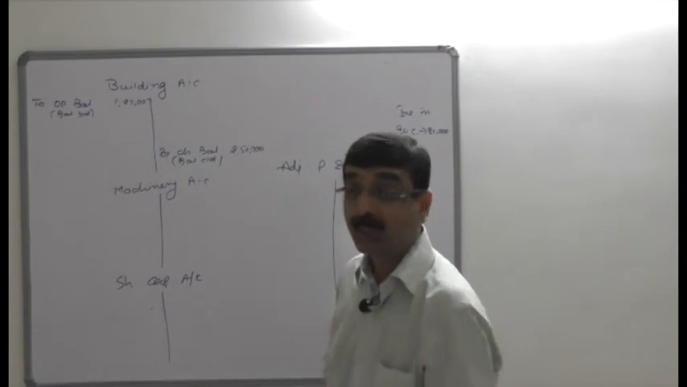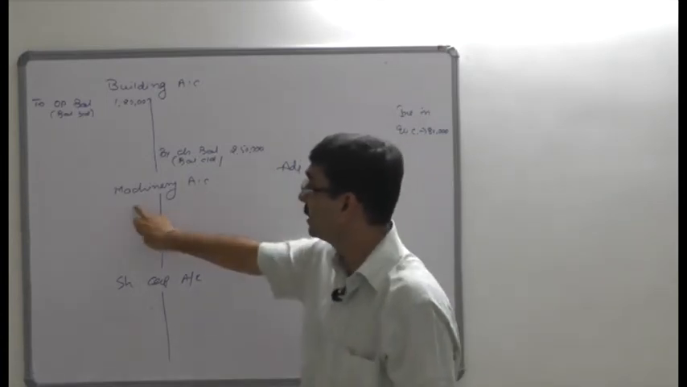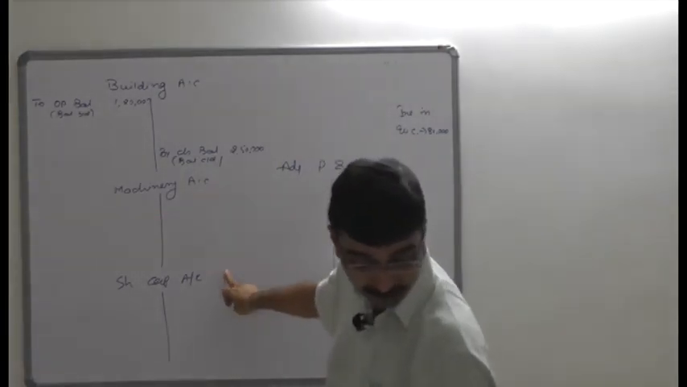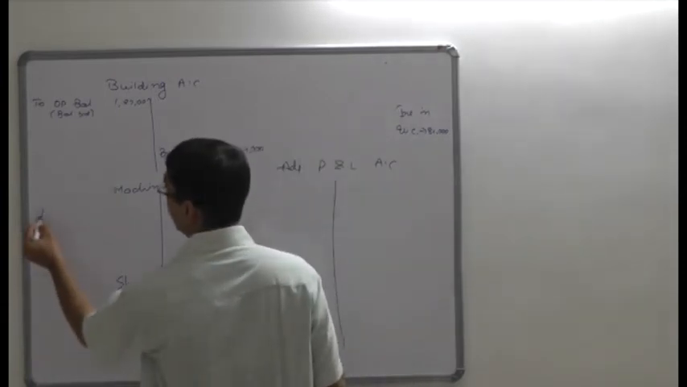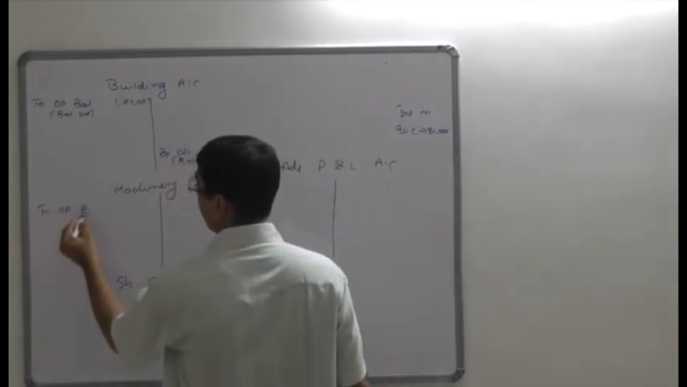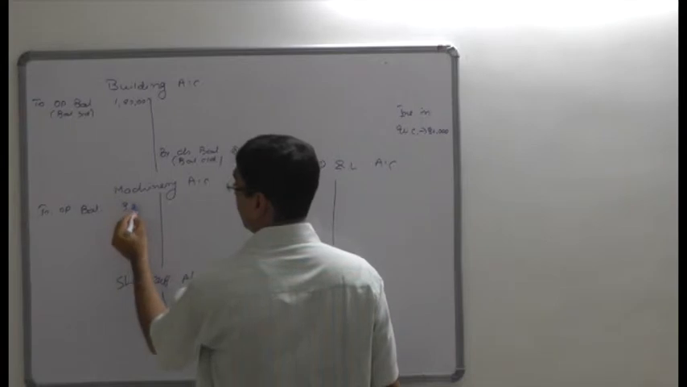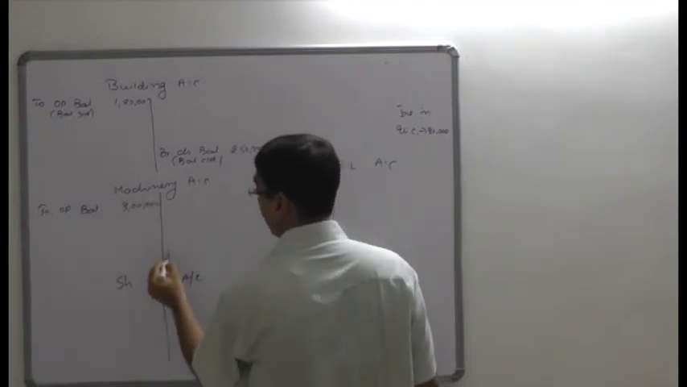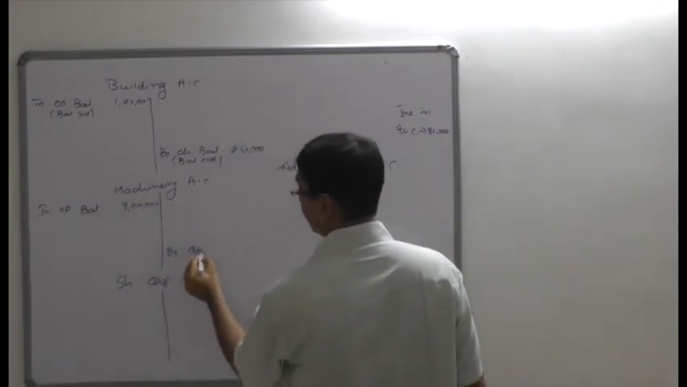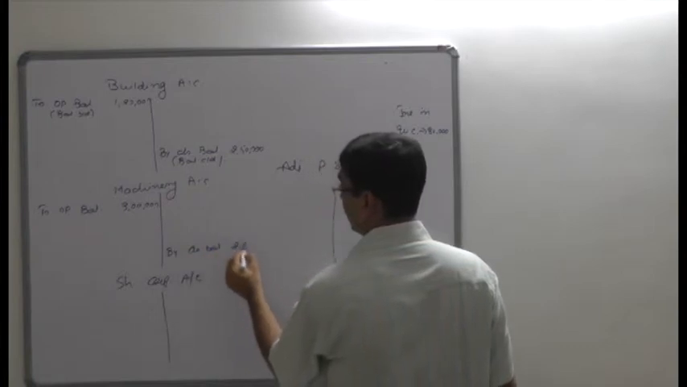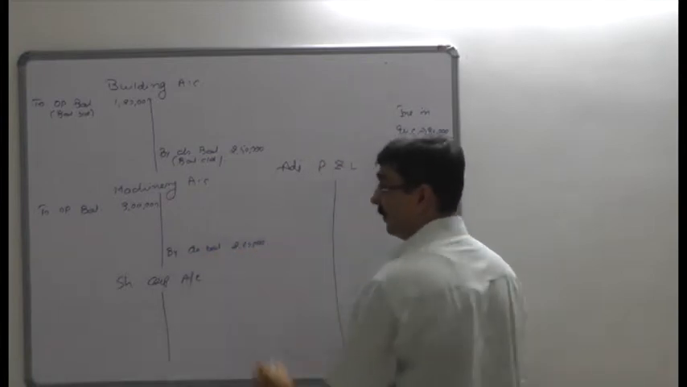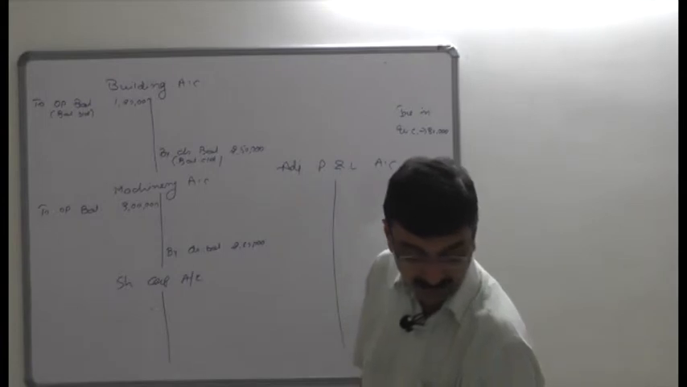Then the machinery is also an asset. So opening is here, closing would be here, and the values are 3 lakh and 2,60,000. So the opening balance is 3 lakh rupees for machinery here, and the closing balance is 2,60,000 rupees here. The next is share capital.